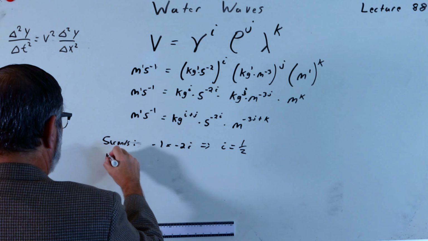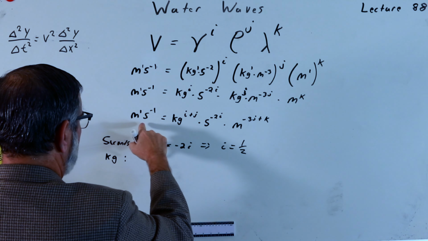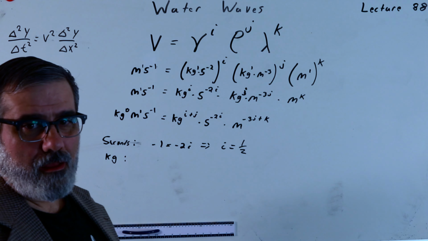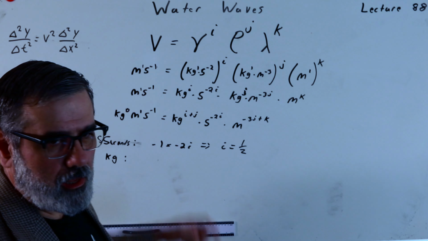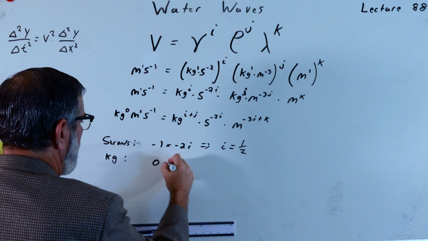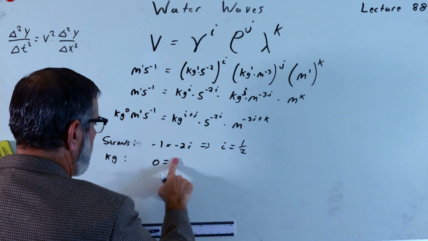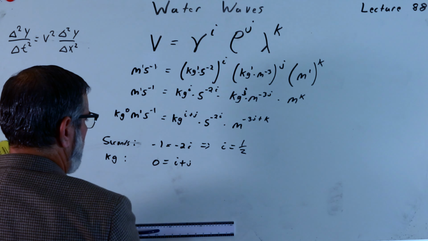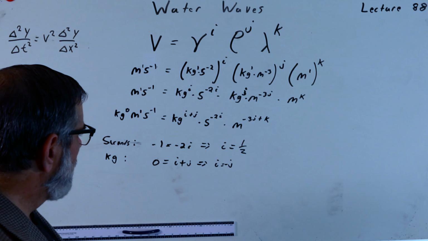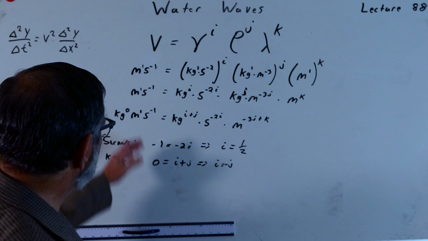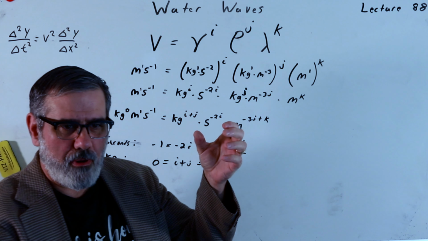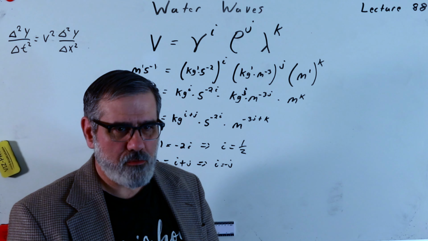Let's look at the kilograms now, right? The kilograms tell us how many kilograms we have on the left-hand side. That's kg to the 0 power, because there are no kilograms in velocity units. So we'll have kilograms to the 0 power, so that means that 0 is equal to I plus j, which implies that I is equal to minus j, right? That basically means since there's no kilograms on the left-hand side, on the right-hand side we must be dividing some quantity with kilograms by another quantity with kilograms so they cancel out. That's what's going on here.